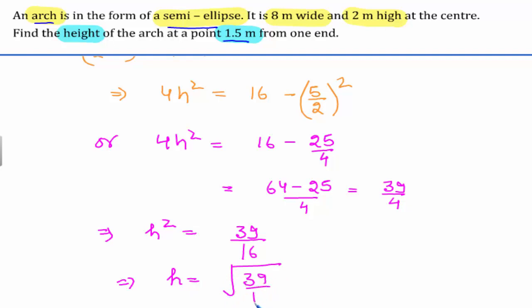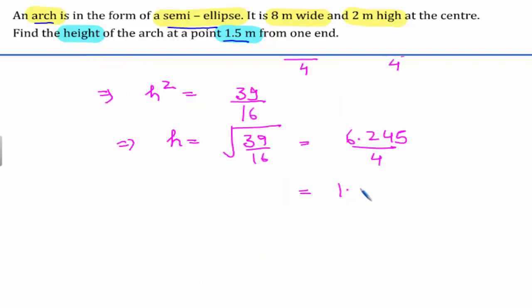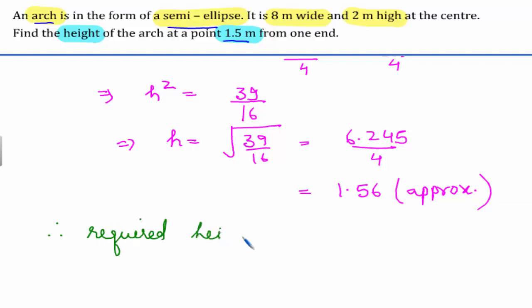Now square root of 39 is somewhere near 6.245 and the square root of 16 is 4. So this is equal to 1.56 approximately. Therefore, the required height of the arch at a point 1.5 meters from the end is 1.56 meters approximately. This completes the solution.